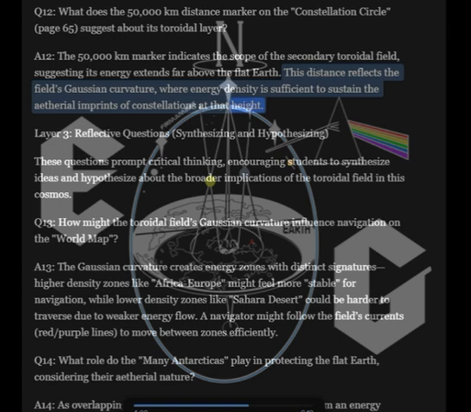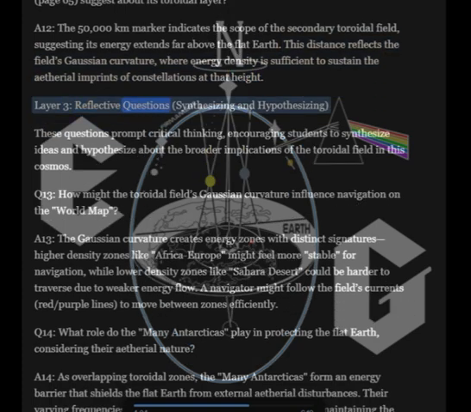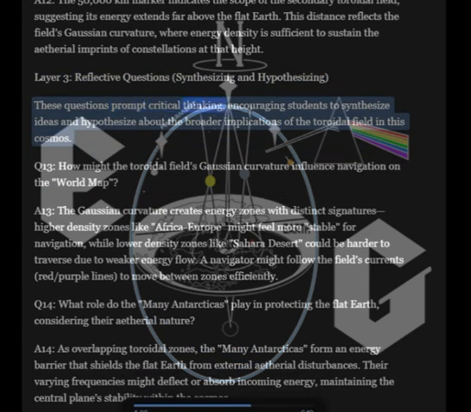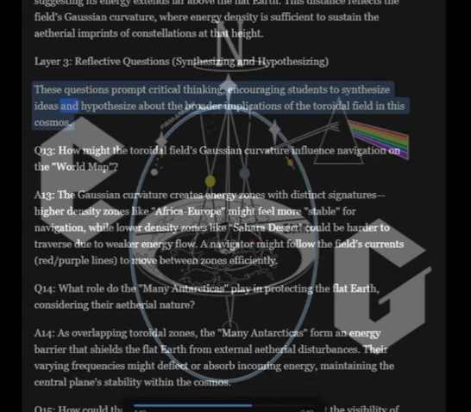Layer: reflective questions, synthesizing and hypothesizing. These questions prompt critical thinking, encouraging students to synthesize ideas and hypothesize about the broader implications of the toroidal field in this cosmos.